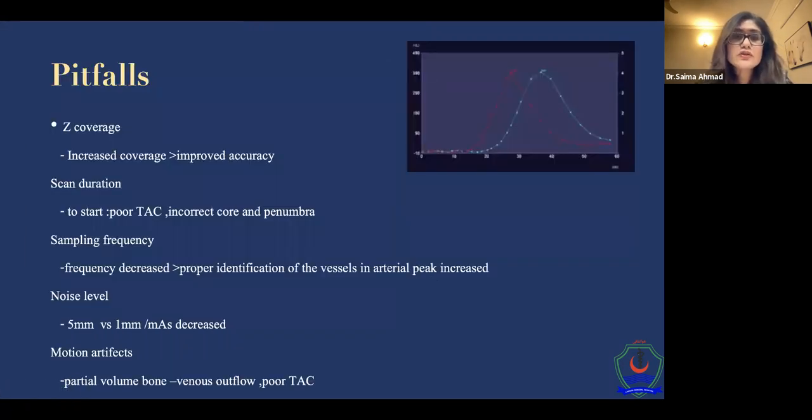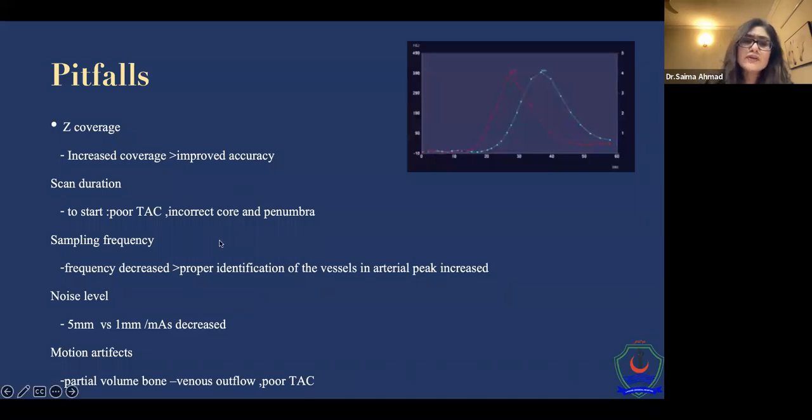Of course, this is not without pitfalls. There are many pitfalls. The first is that you have to cover the whole territory of the MCA. If you do not cover the whole territory of the MCA, you will get incorrect graphs. And then the scan duration is important. If the duration is very long, then there is an additional radiation burden to the patient. If it is very short, then your graphs are truncated. Then the sampling frequency is important, because if the sampling frequency is very low, then you miss the arterial peak.